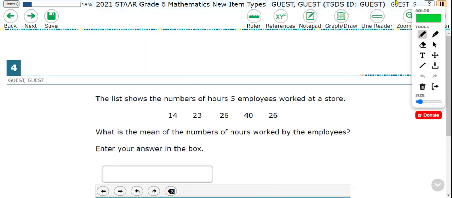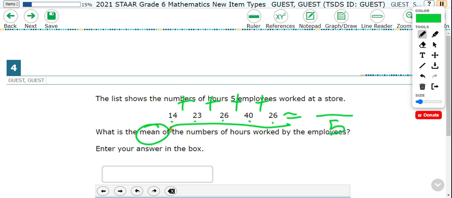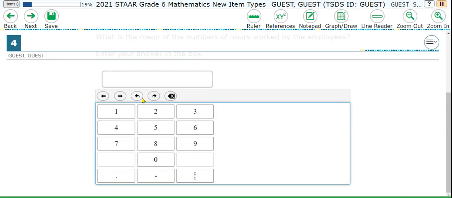Add all your numbers. It says find the mean. So you're going to add your data and then divide by how many numbers you have. 1, 2, 3, 4, 5. So we add all these up, we get 129, and it's going to be 129 divided by 5. That ends up being 25.8.